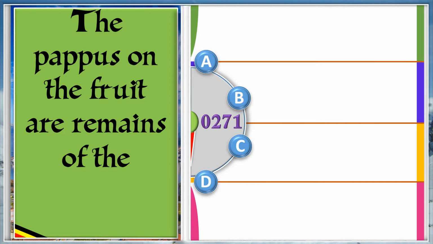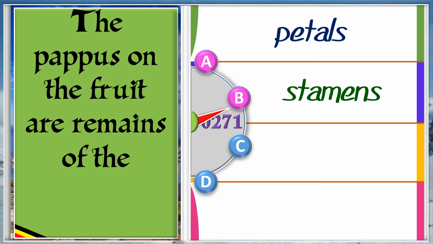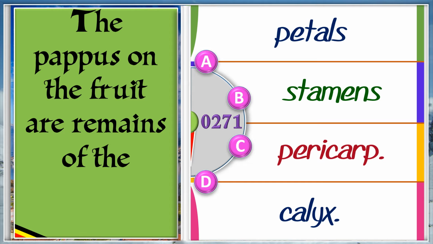The pappus on the fruit are remains of the: A. Petals. B. Stamens. C. Pericarp. D. Calyx. And the answer is D. Calyx.